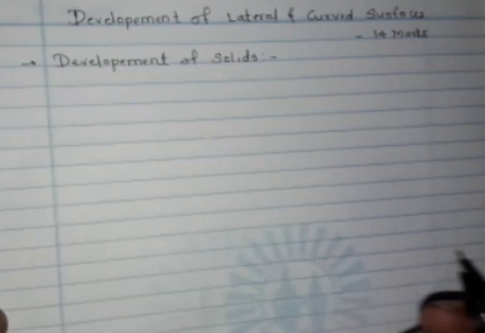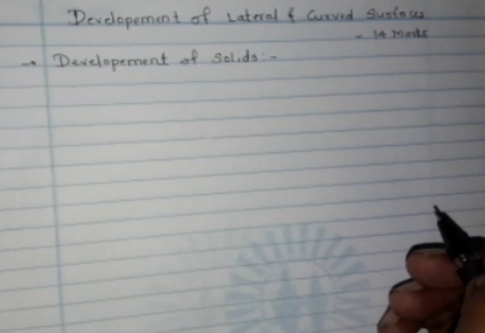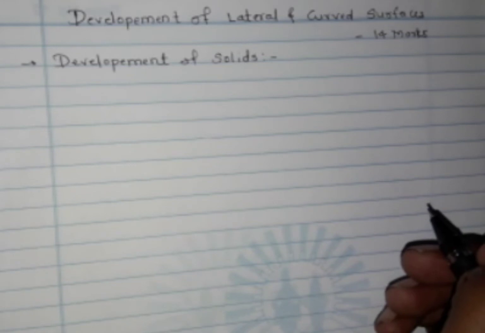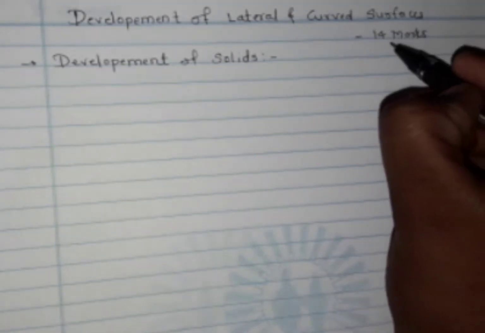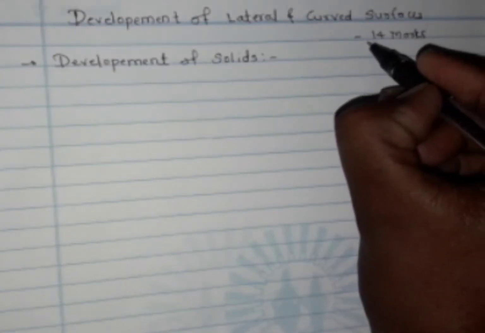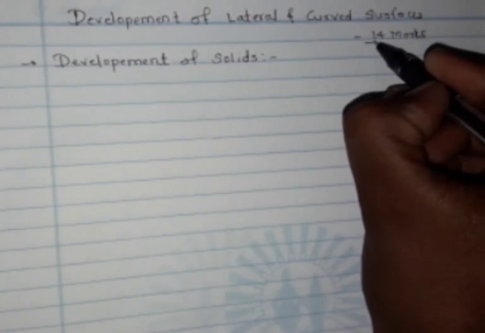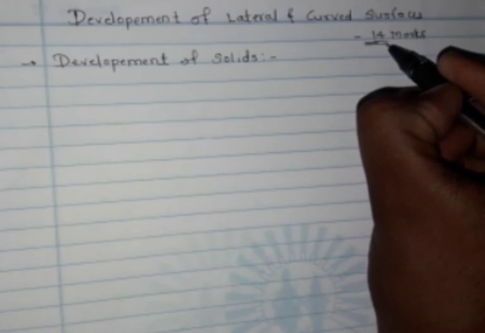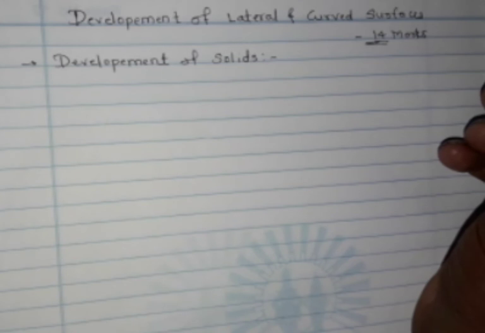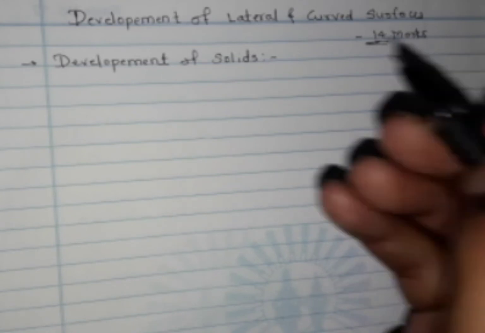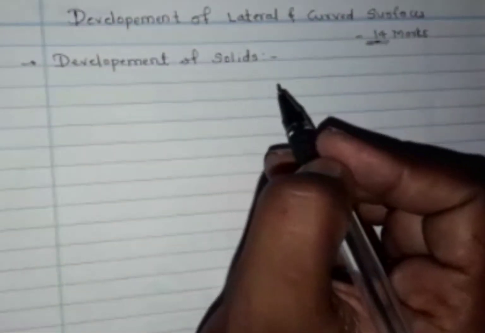Hello everyone. In this lecture, we will start the new chapter, development of lateral surfaces and curved surfaces. The weightage of this chapter is 14 marks. But in the exam, there is only one question; we have to attempt one out of two questions, and it will carry 7 marks. Okay, now let us see the development of the solids.